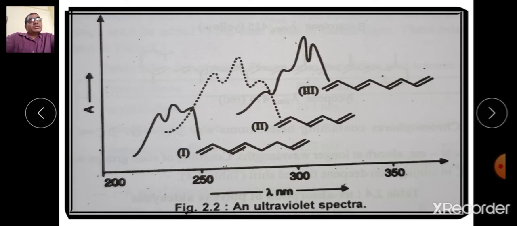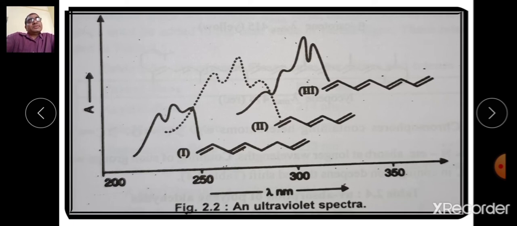1, 2, 3, 4, tetra, 4 double bonds. Of course, conjugation is increased, and therefore there is a shifting of wavelength towards the longer side, and this is the band, UV visible band, that is of tetraene, and therefore also there is an increase in the Emax value.